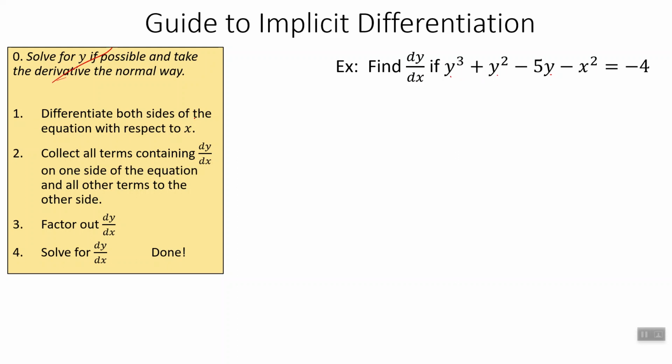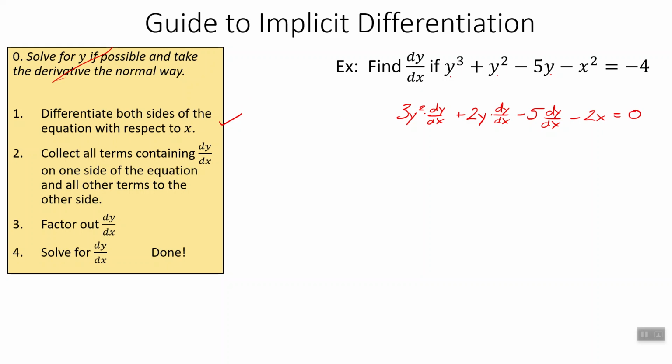Step 1, differentiate both sides of the equation with respect to x. So this is just like we were doing before. We just want to take derivatives here. Derivative of y to the third is going to be 3y squared times dy dx. Plus derivative of y squared is going to be 2y to the first times dy dx. Minus, we've got 5y, so that's 5 times the derivative of y, which is dy dx. Minus the derivative of x squared is 2x. Equals derivative of negative 4 is 0. So there is step 1.